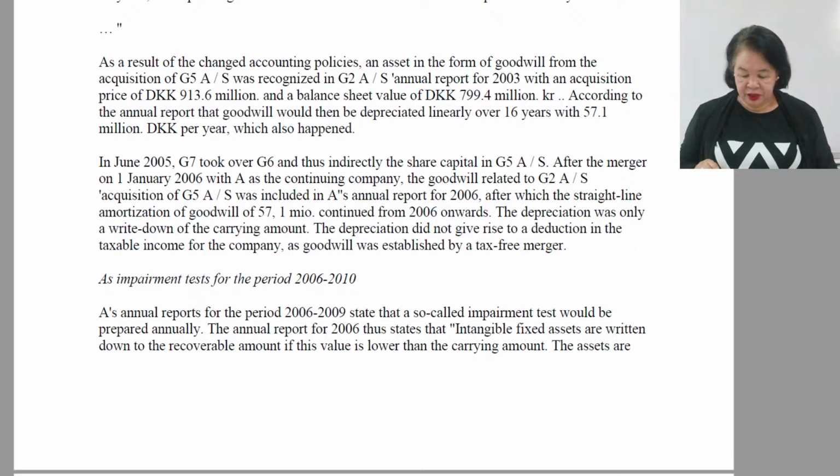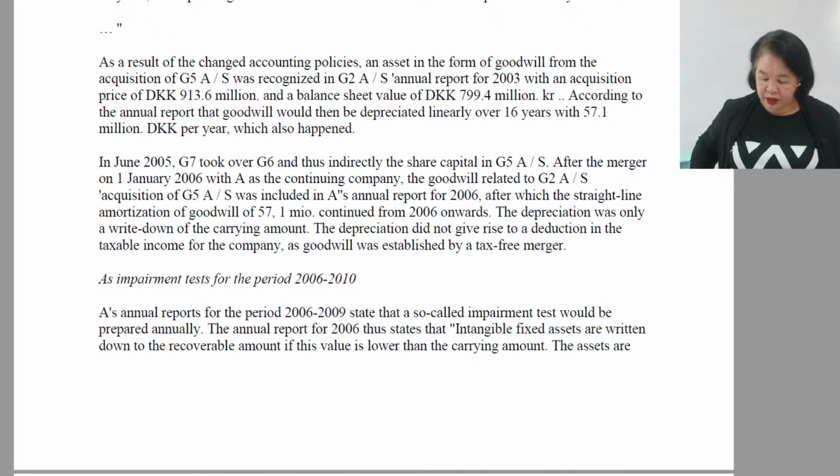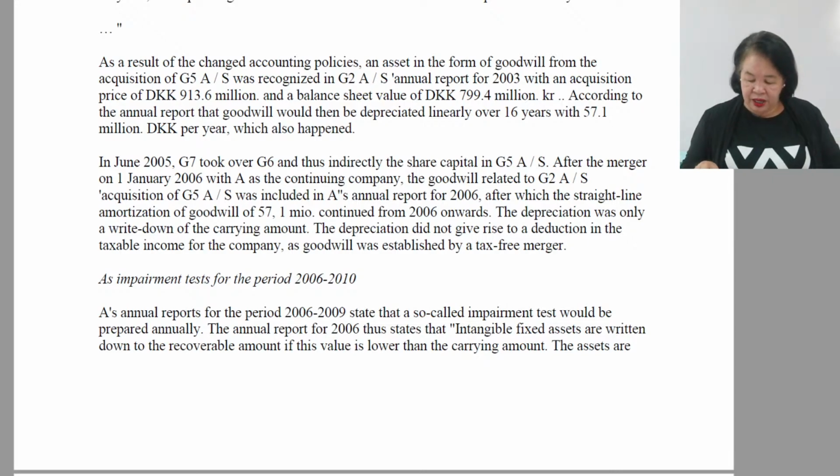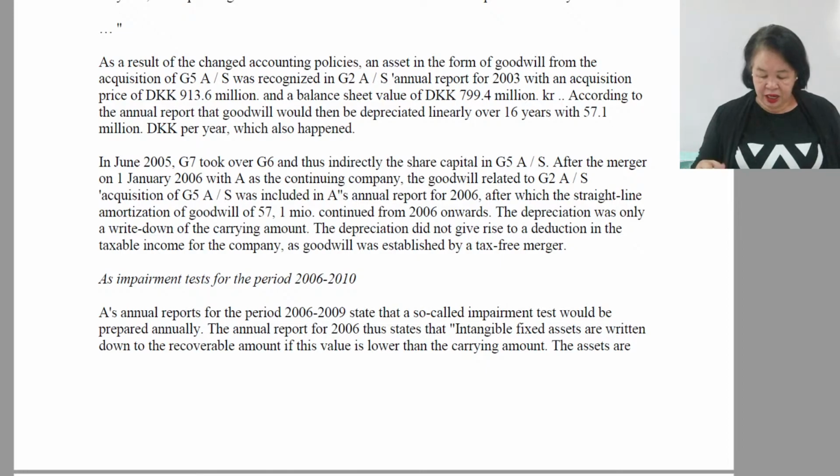So the depreciation was only a write-down of the carrying amount. The depreciation did not give rise to a deduction in the taxable income for the company, as goodwill was established by a tax-free merger.